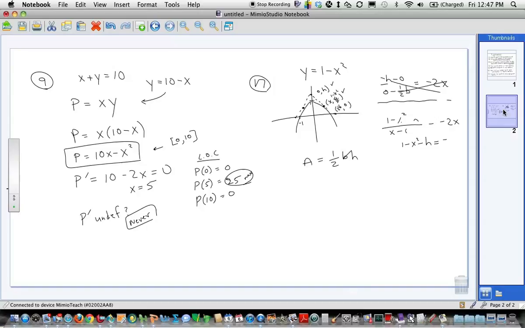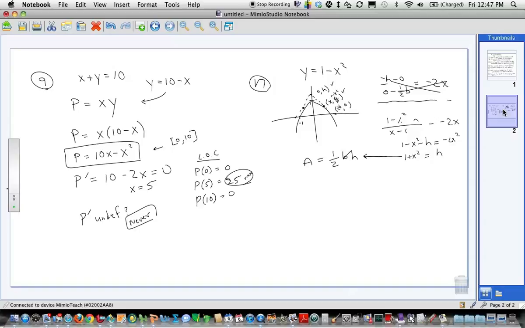And I get negative 2x squared. Let's see, we're trying to solve for h here probably, so I'm going to add the h over to this side. I'm going to add the 2x squared over to there. And I get h equals 1 plus x squared. Now what's that do for me?